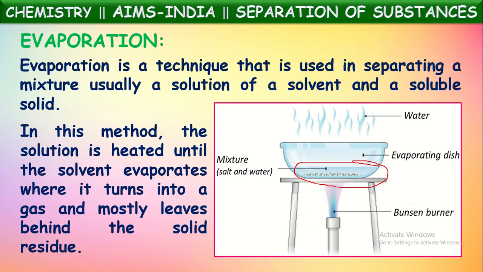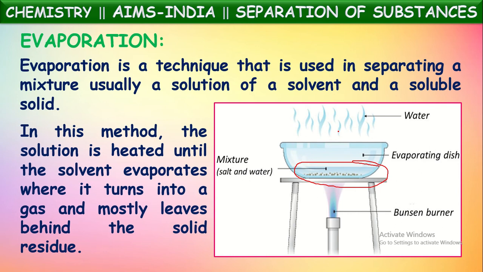Then what happens? Then slowly water will be evaporated off. It converts into water vapor. After heating continuously like this, after a certain time, the complete water will be evaporated, and it leaves solid salt behind in the evaporating dish. In that way, salt can be separated from water by using this evaporation technique.